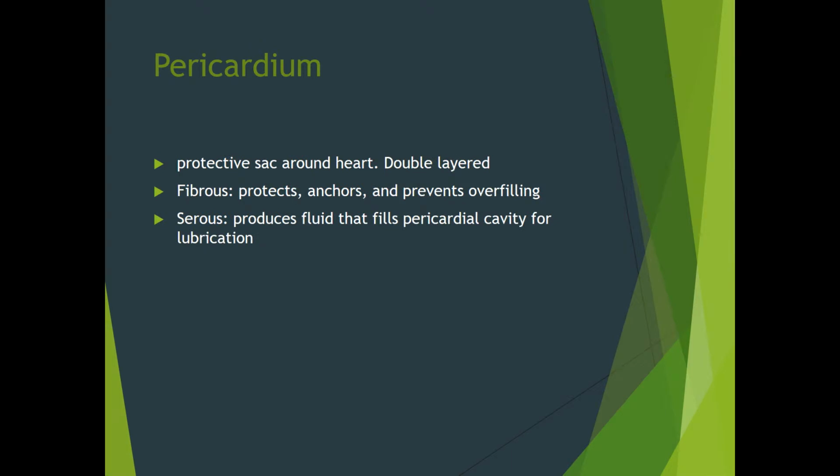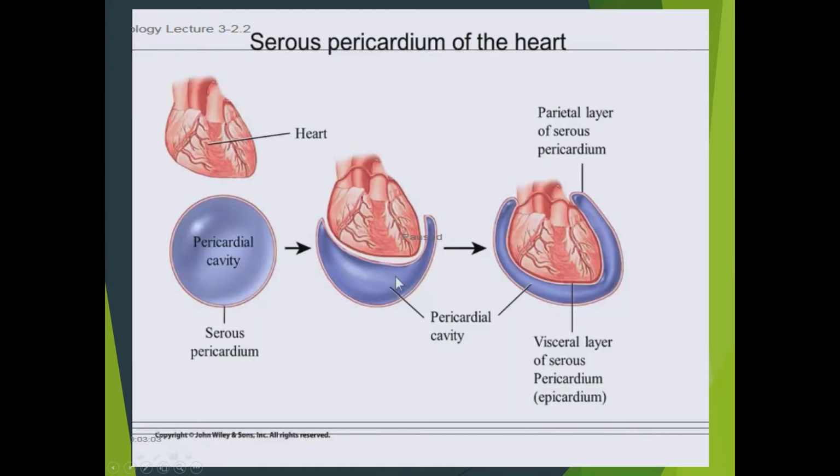The heart is surrounded by a serous membrane called the pericardium, and as all serous membranes, it is double layered. So we have an outer or parietal layer, and we have an inner or visceral layer. The outer layer can also be subdivided into the fibrous and serous portions. So the parietal pericardium has a fibrous part to protect, anchor, and prevent overfilling, and the serous portion produces the fluid that will fill the pericardial cavity for lubrication.